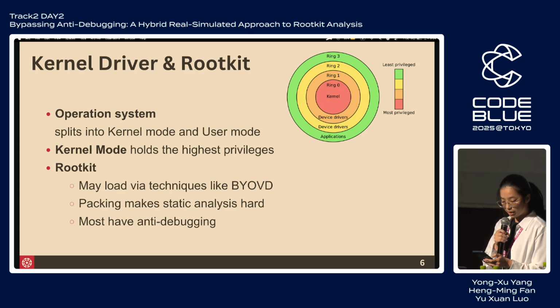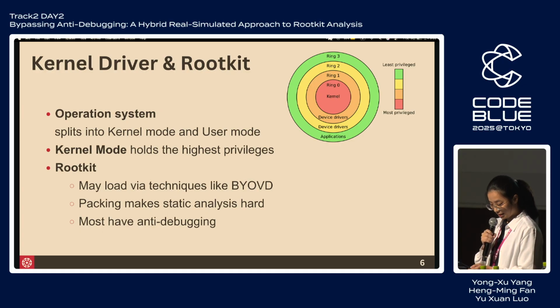However, analyzing a rootkit can be challenging. Techniques such as virtualization or obfuscation make static analysis challenging. And most rootkits incorporate anti-debugging mechanisms, which makes them harder to analyze.